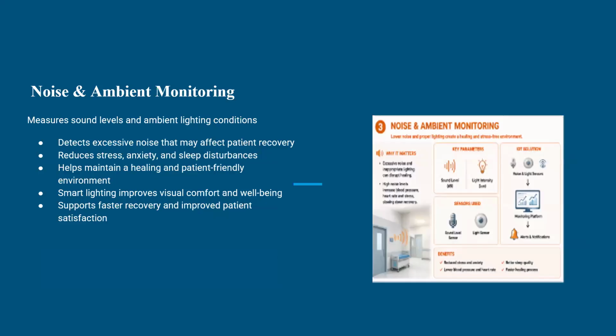The next one is noise and ambient monitoring and measures. We already discussed that excessive noise can affect patient healing or recovery. Similarly, excessive noise and inappropriate lighting can also negatively affect patients. Sometimes inappropriate lighting inside the room can affect a person's sleep, which also increases the difficulty of patient recovery.